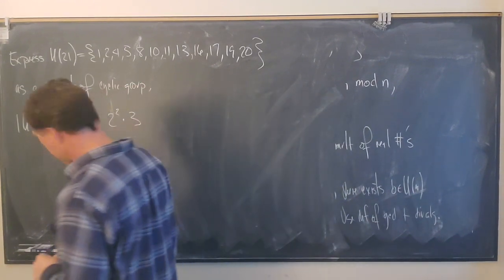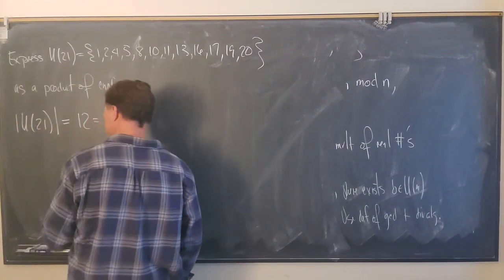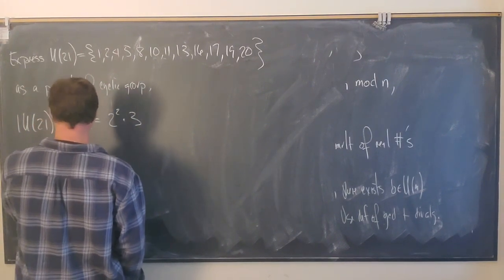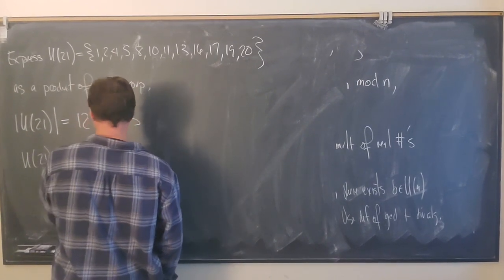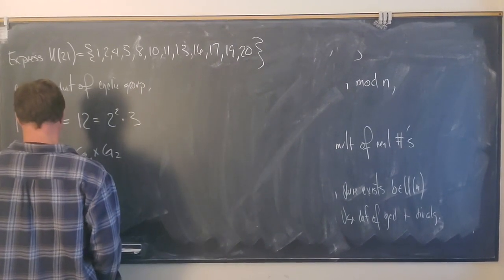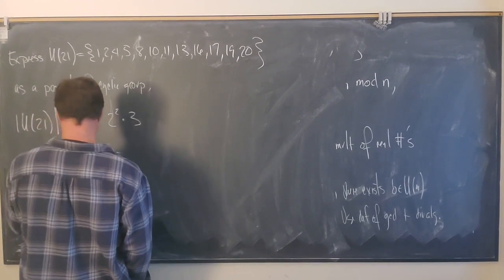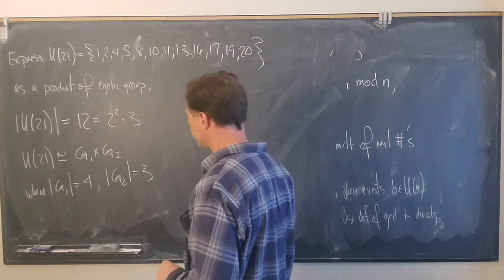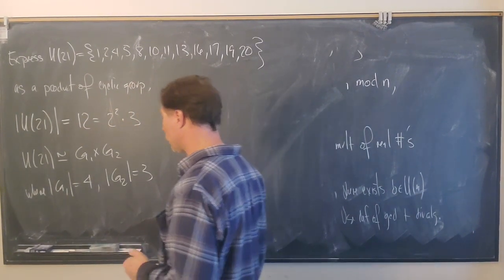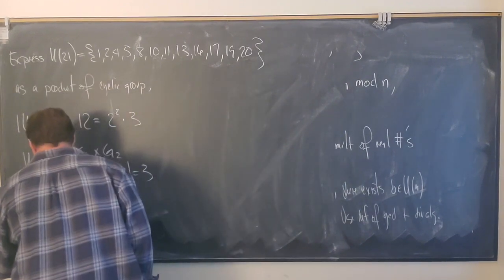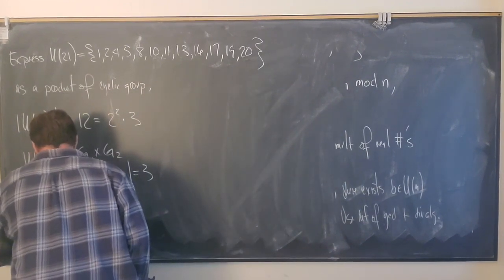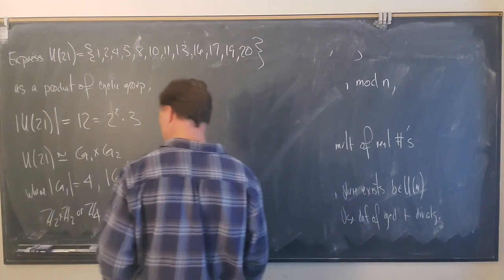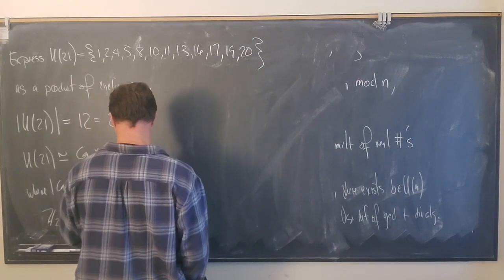So what do we do? Let's write it out the way we did before. U21 has to be isomorphic to G1 cross G2, where the order of G1 equals 4 and the order of G2 equals 3. There are two abelian groups of order 4. So for the G1 part, it's going to be Z2 cross Z2 or Z4, and the G2 part is going to be just Z3.